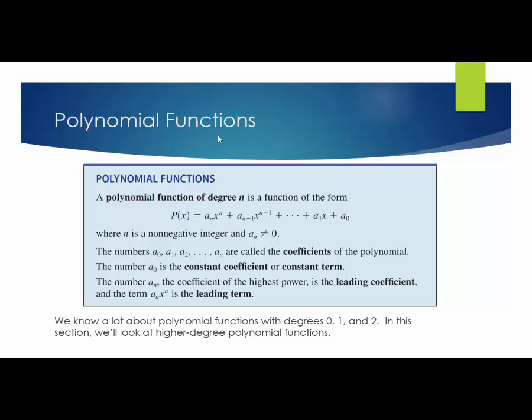Just a little bit of terminology you probably have seen before. Those numbers in front of the variable x are coefficients, and they can be any real numbers. A sub 0 is the constant coefficient or constant term, doesn't have an x on it. And a sub n, the coefficient of the highest power term, is the leading coefficient, and that's our leading term. We've already talked a lot this quarter about polynomial functions with degrees 0, 1, and 2. And in this section, we're going to look at higher degree polynomial functions.